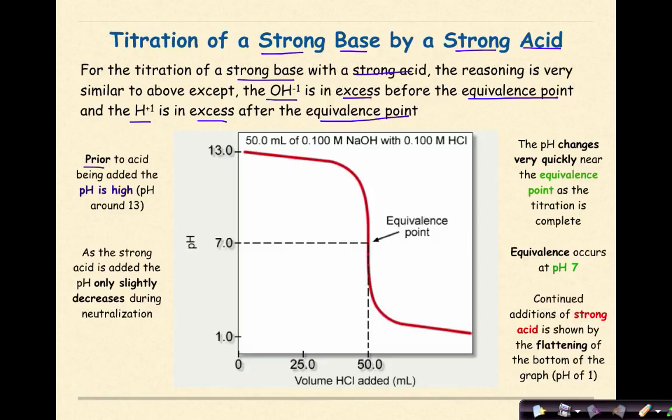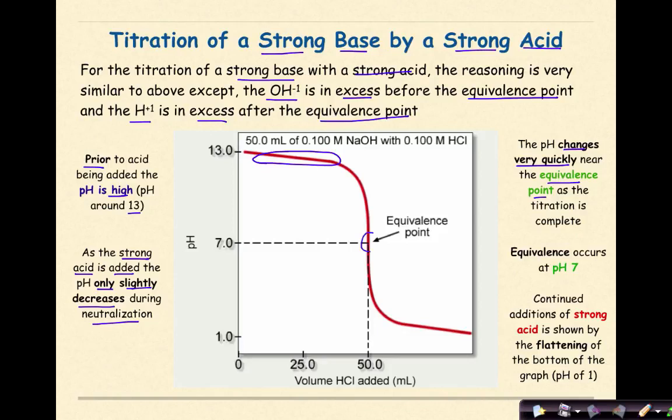Prior to the acid being added, the pH is high, typically around 13. As the strong acid is added, the pH only slightly decreases during neutralization, as we can see in this area right here. The pH changes very quickly near the equivalence point as the titration is complete.